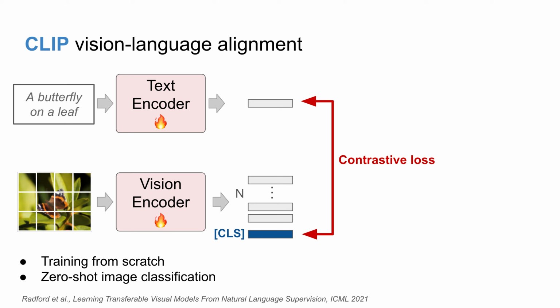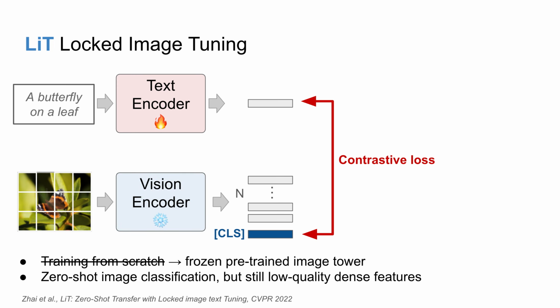In order to obtain image and text alignment, the popular strategy, CLIP, consists in training from scratch text and vision encoders with a contrastive loss. In particular, the global CLS is aligned to the text embedding. This strategy provides zero-shot image classification properties.